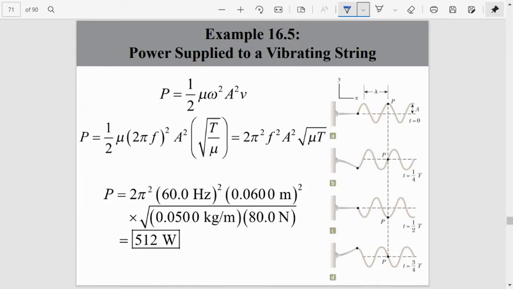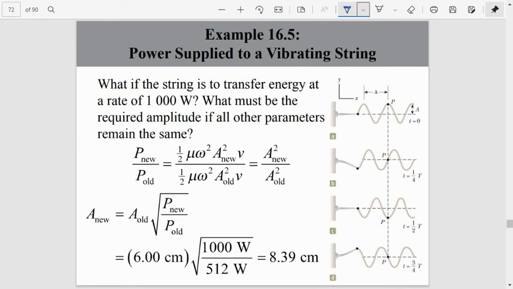Here they show you what they do. They just plug everything in once. In the second part, they use a little trick where you're asked to find the amplitude given the power. Essentially you could take the formula and isolate for amplitude, but what they do here is take the ratio of the new power of 1,000 to your old power, your answer from the last part. Because everything else is constant, you get a ratio between the powers and the amplitudes. So it's a simpler math equation to solve.